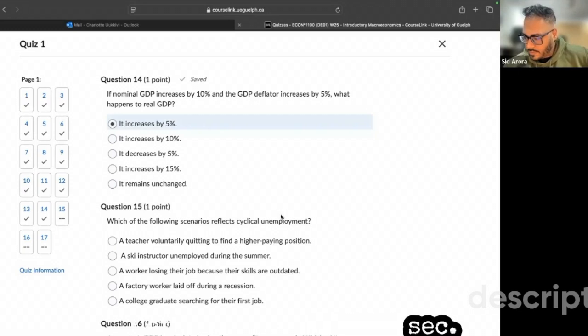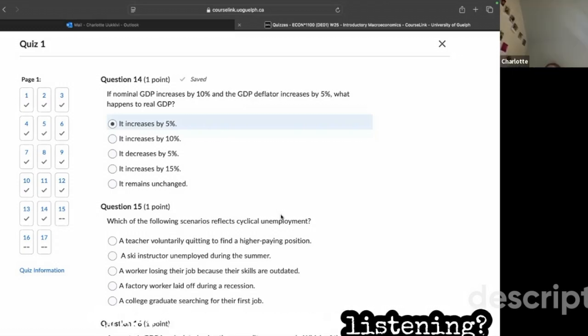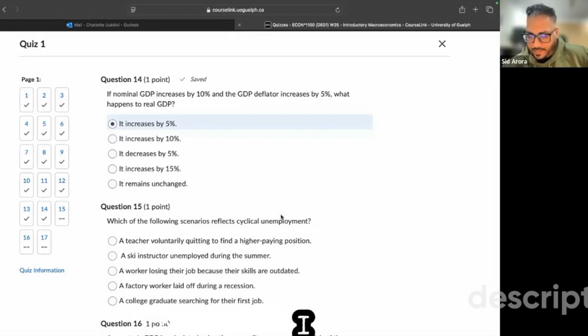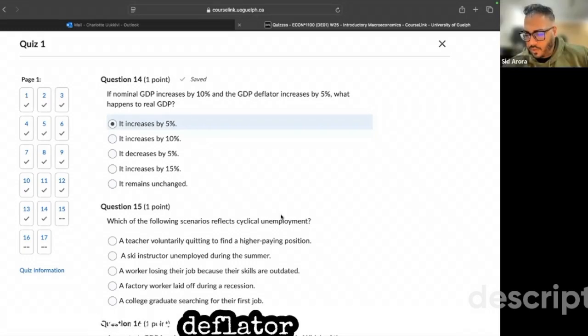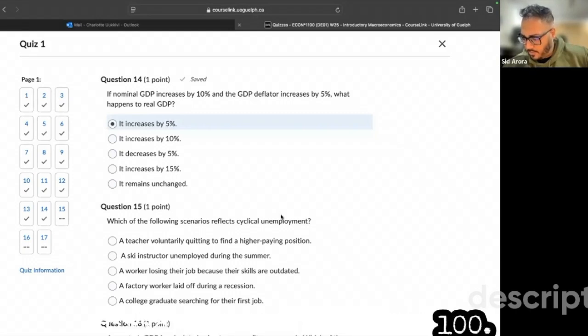Let me pull it up a sec. What chapter was this in? Chapter 8 in mine. The GDP chapter, right? So GDP deflator is nominal GDP divided by real GDP times 100. Yeah, I think it should be that.